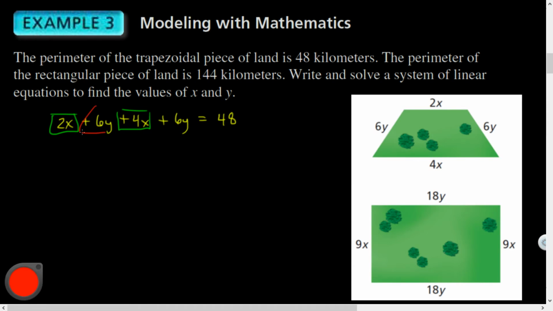I think that's a great idea, Austin. Let's combine like terms, right? So we'll simplify that equation. 2x plus 4x is 6x, and 6y plus 6y is 12y. That equals 48. So there's our first equation. It says the perimeter of the rectangular piece of land is 144 kilometers.